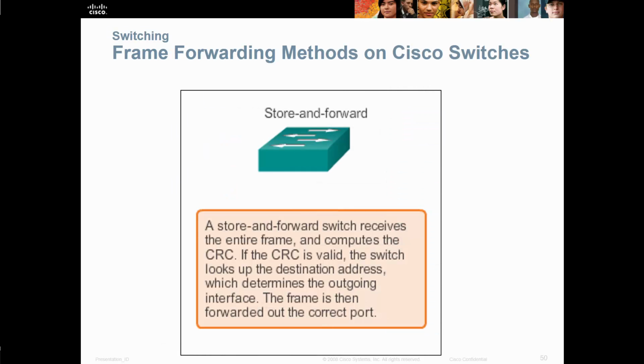Let's get into the way that our switches forward information. This is a good one. Switches normally forward information in only a few ways: store and forward and cut through. With store and forward, the switch will receive the entire frame, then compute the CRC. Only if the CRC is valid will the switch look up the destination address and then send it out once it receives all of it.